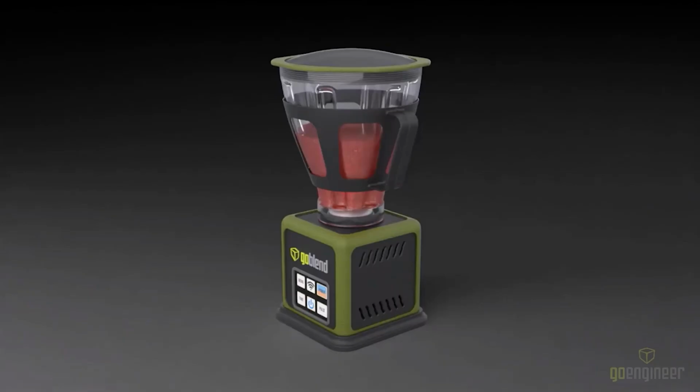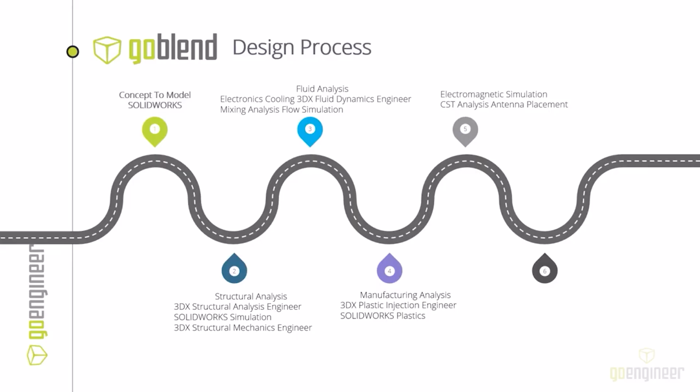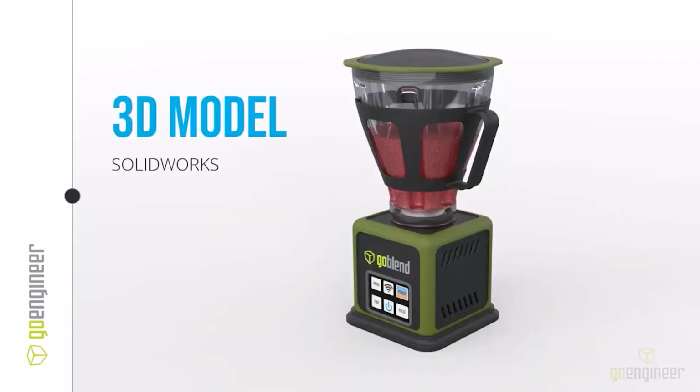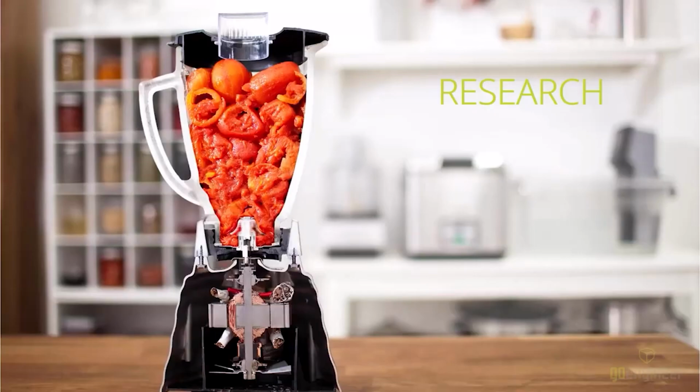Before we begin, one additional requirement: marketing wants the blender base to represent the company logo. So where we're going to go in this presentation is just talk about the concept, how we got to the model that we're going to be looking at. We'll talk about structural analysis, fluid analysis, manufacturability, and electromagnetics. So let's talk about the blender, the 3D model, and the journey of how we developed this design so far.